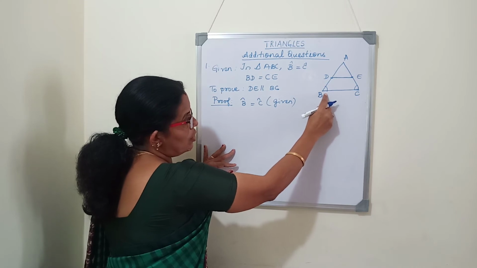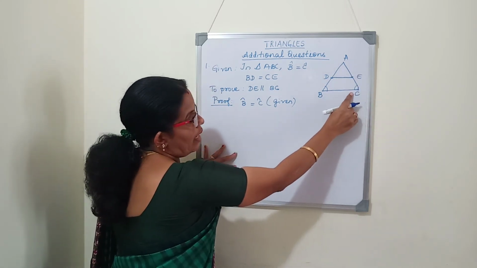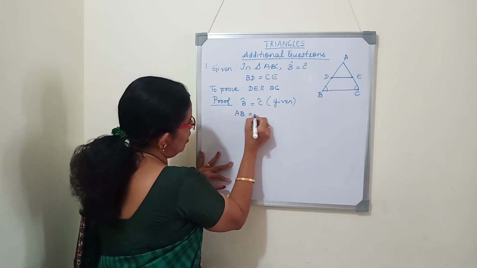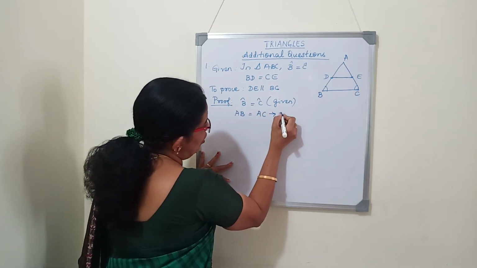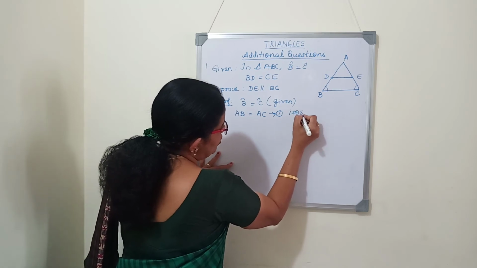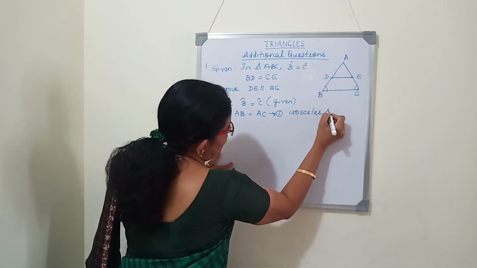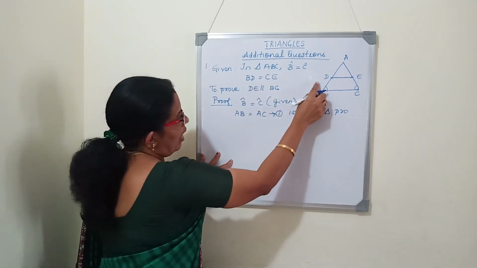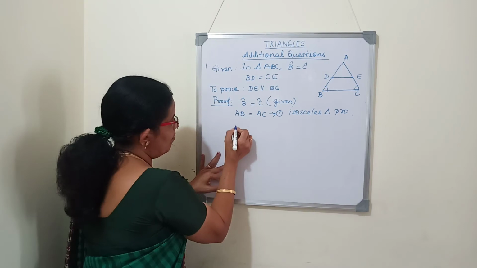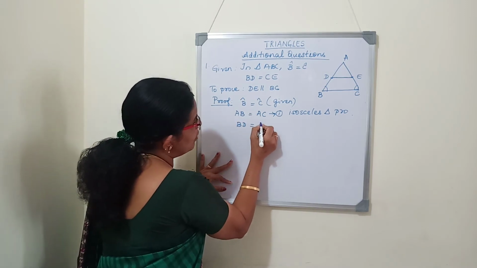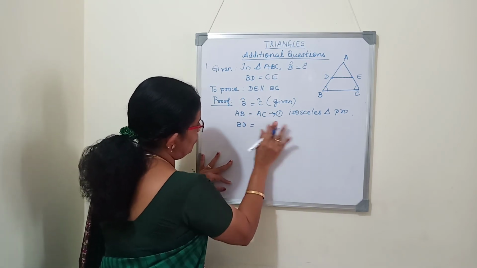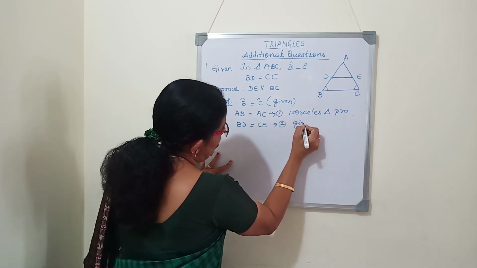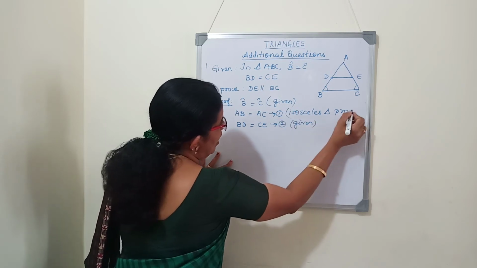Angle B and angle C are equal in triangle ABC. So the side opposite to angle B is AC and the side opposite to angle C is AB. So we can write that AB is equal to AC. This is equation 1. Reason, isosceles triangle property. Now it is already given that BD is equal to CE. Equation 2. This is given.